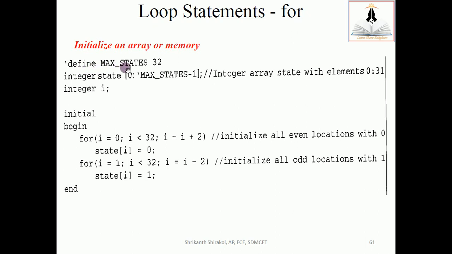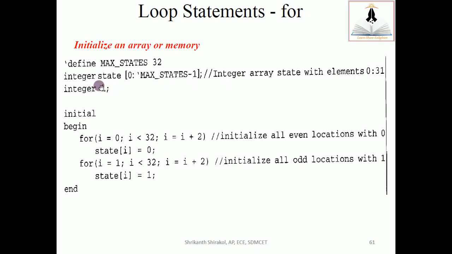`define MAX_STATES 32, which means wherever MAX_STATES appears in your code, 32 will be assigned to it. integer state [0 : `MAX_STATES-1], that is 32 minus 1, 0 up to 31. It means I have 32 elements. It's as good as writing like this: 32 elements, and each element has 32 bits capacity. Each location has storage of 32 bits.